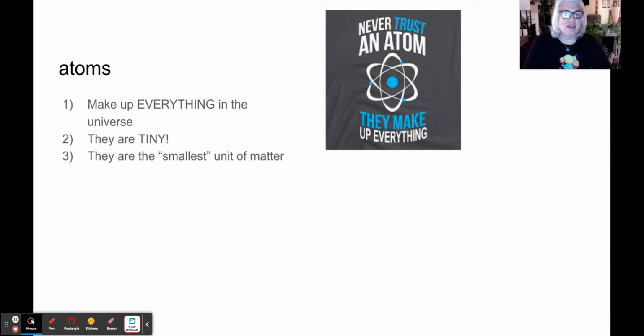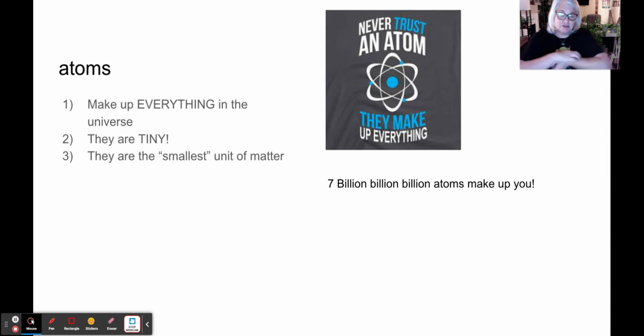But they do. They make up everything in the universe. They're teeny, teeny, tiny. You cannot see them with a microscope. You have to actually go down to a scanning electron microscope in order to be able to just barely see them. They're considered the smallest unit of matter. So remember that, smallest unit of matter.